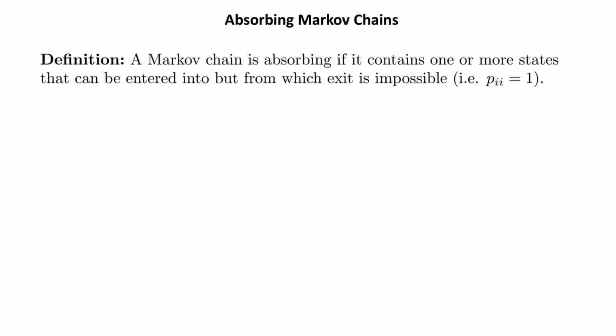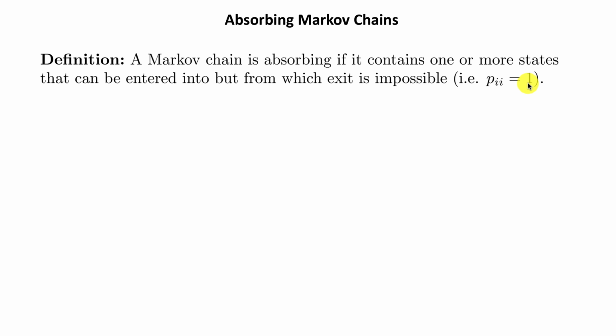Finally, let me come to absorbing Markov chains. By definition, a Markov chain is absorbing if it contains one or more states that can be entered into, but from which exit is impossible. So, if P_ii is equal to 1, that means i to any other state will be 0. Therefore, if you enter the state i, you can never leave it.